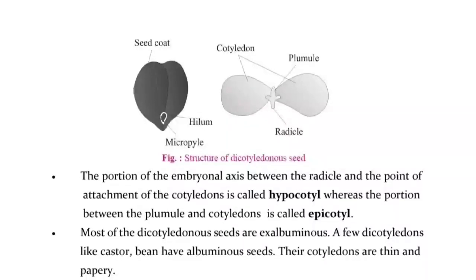The portion of the embryonal axis between the radicle and the point of attachment of the cotyledons is called hypocotyl, whereas the portion between the plumule and cotyledons is called epicotyl. Most of the dicotyledonous seeds are exalbuminous. A few dicotyledons like castor, bean have albuminous seeds. Their cotyledons are thin and papery.